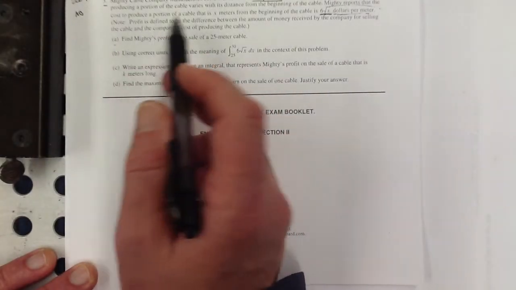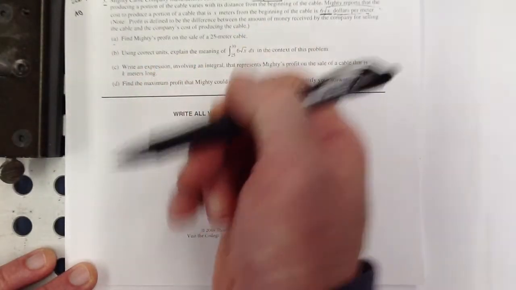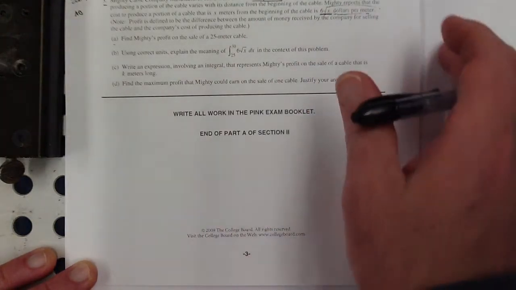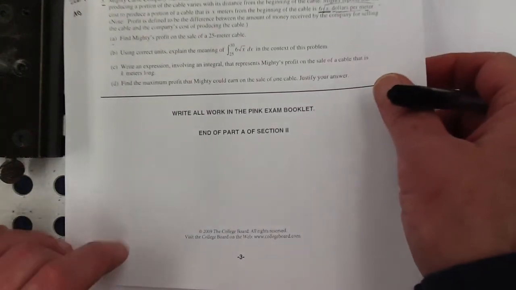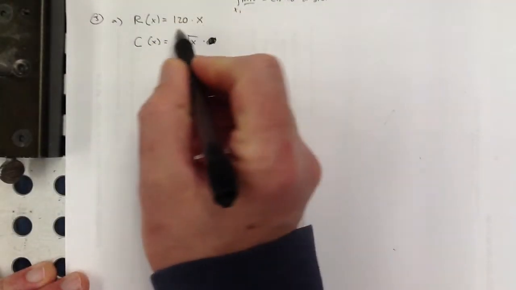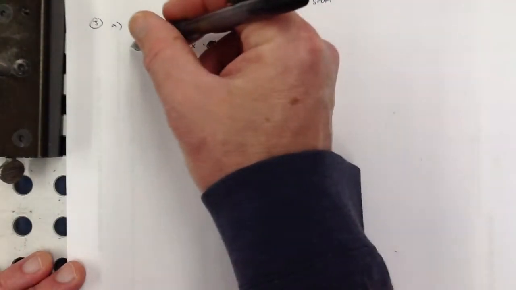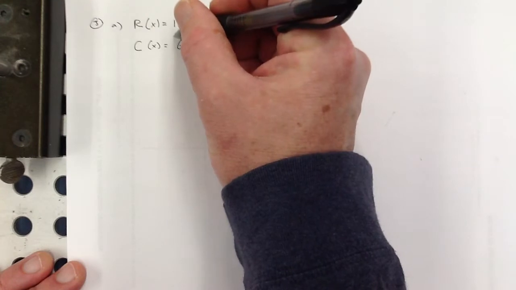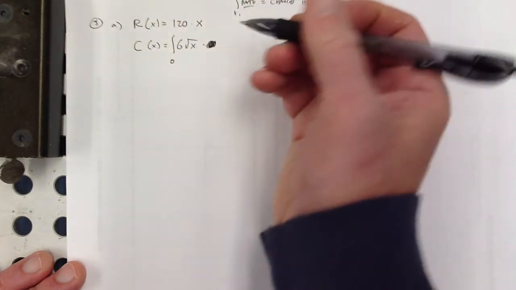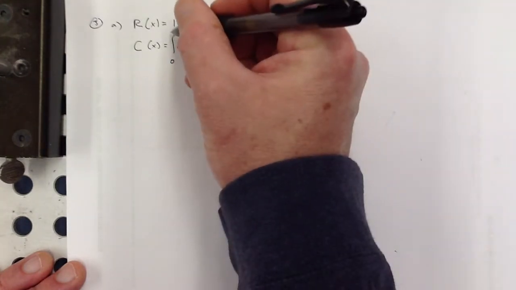And then profit, we know what profit is. It's the amount of money you take in minus the cost. All right. So part A: find Mighty's profit on the sale of a 25-meter cable. So the revenue, the money that we're taking in, is just $120 times how many meters. And the cost, like we just talked about, is the integral from 0 to wherever.